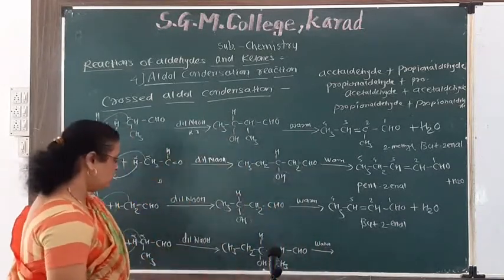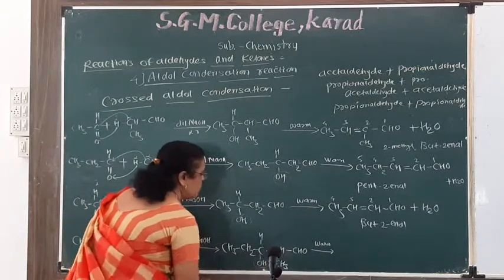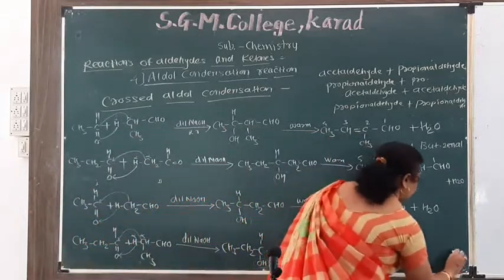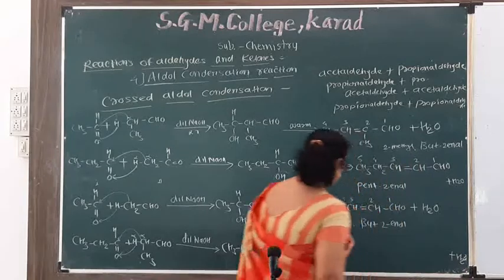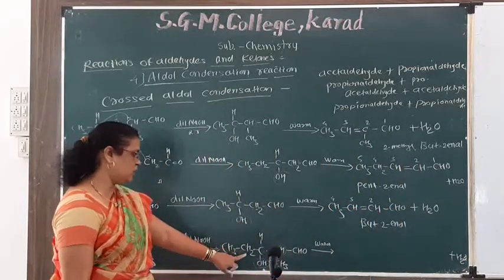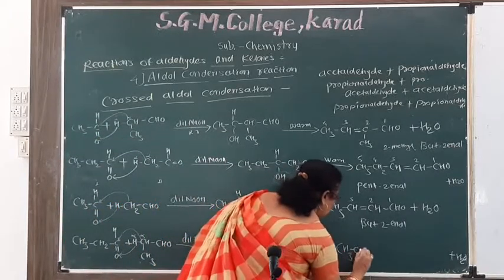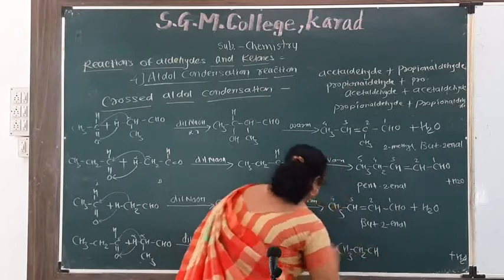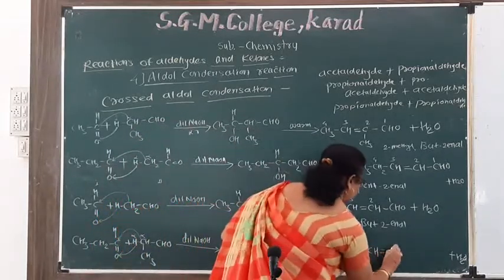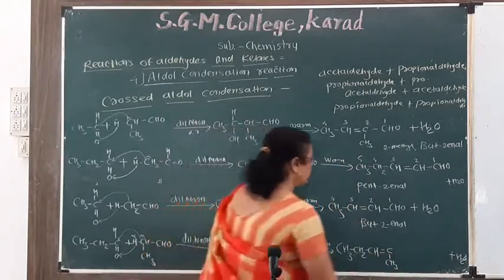Then the fourth product: a water molecule is eliminated, this OH and this H give a water molecule, plus H2O, and the product is CH3, CH2, CH, then a double bond, C, CH3, CHO.